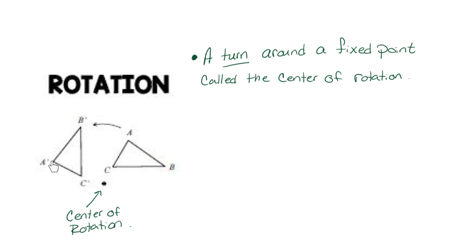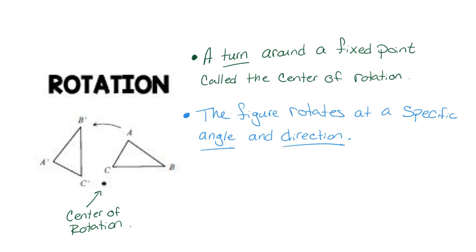So in this example here, we start with this image and we rotate it over here. We're rotating counterclockwise. This point right here is the center of rotation, so this is the point at which it pivots. The figure rotates at a specific angle and direction.